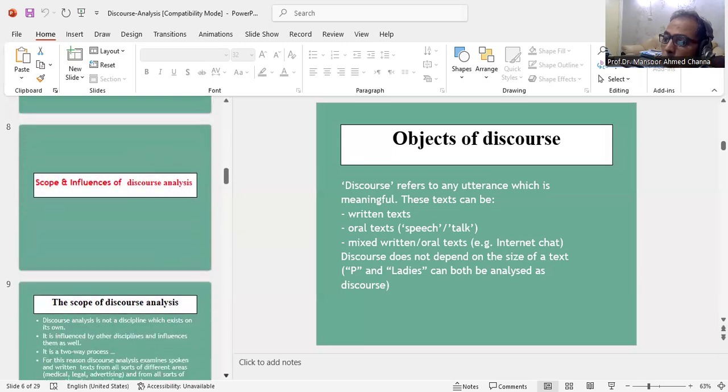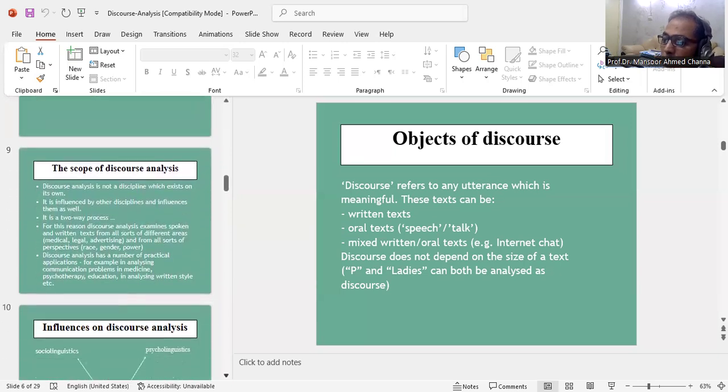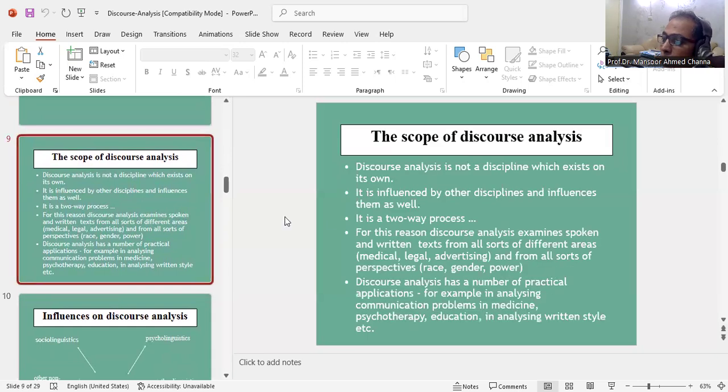Now let's see the scope and influences of discourse analysis. The scope of discourse analysis: discourse analysis is not a discipline which exists on its own. It is influenced by other disciplines and influences them as well. It is a two-way process.